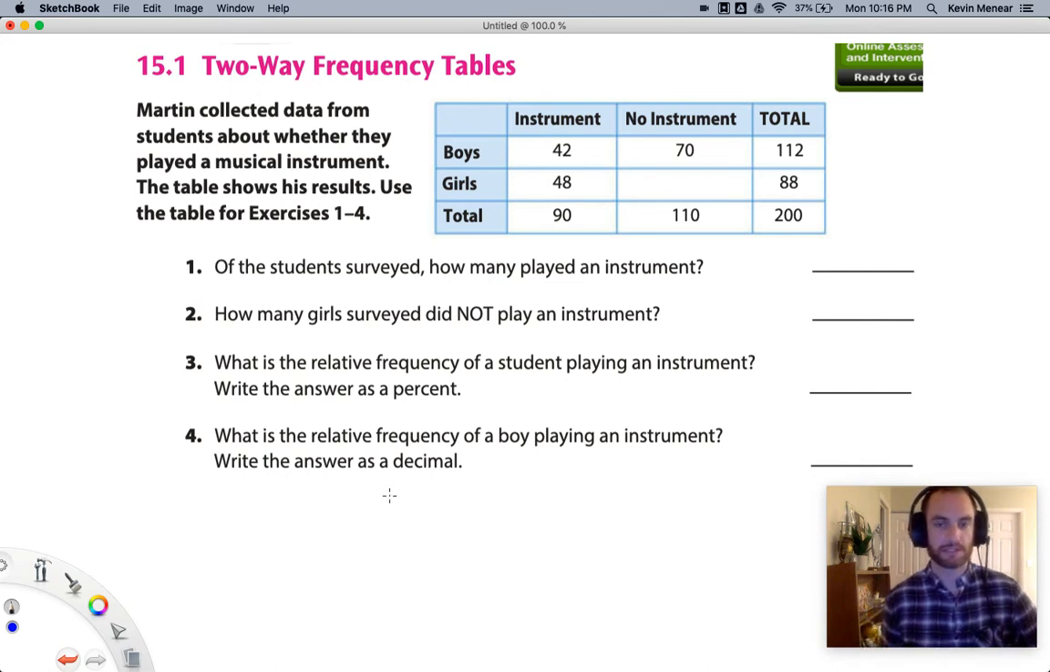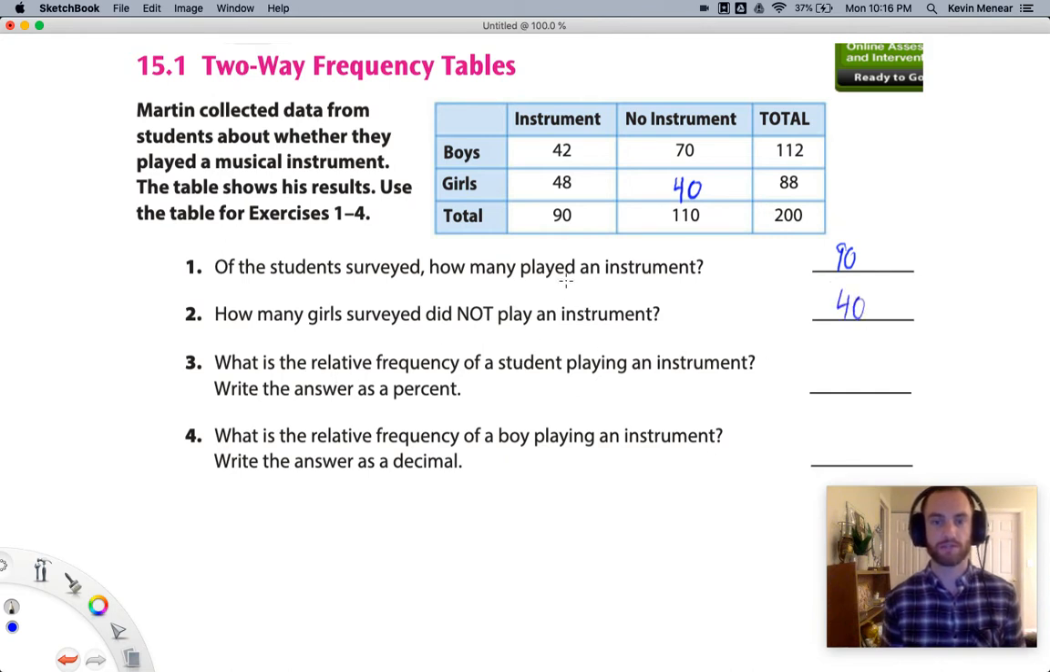Of the students surveyed, how many played an instrument? Okay, I'm going to go ahead and fill in this last value because it's pretty easy to get. 88 minus 48 is 40. Of the students surveyed, how many played an instrument? Well, that's this total here. So 200 total students surveyed. 112 were boys, 88 were girls, 90 played an instrument, and 110 did not play an instrument. So that's 90. How many girls surveyed did not play an instrument? So girls, no instrument, that's 40, what we just filled in.